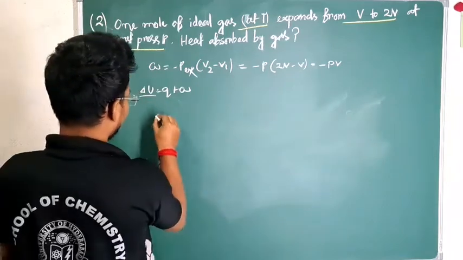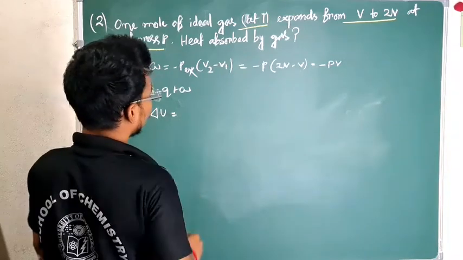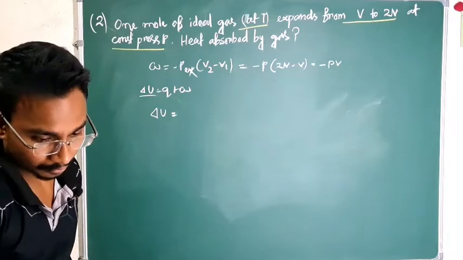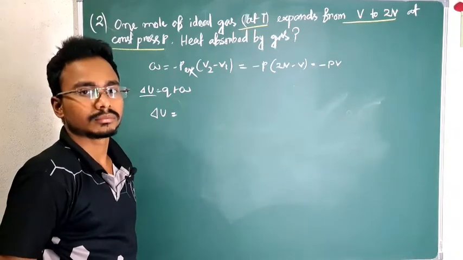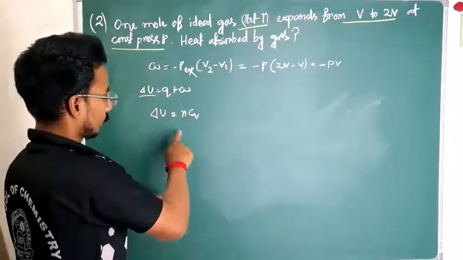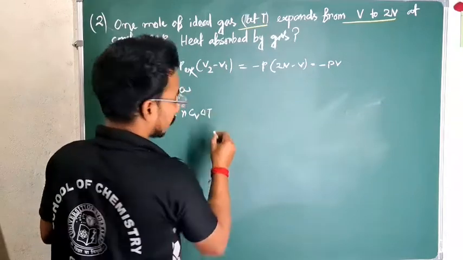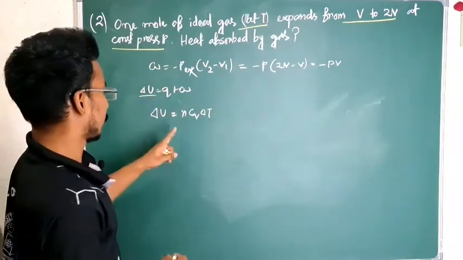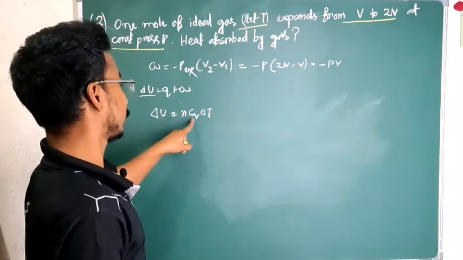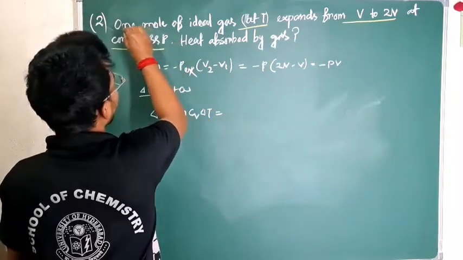So we have to calculate del Q as well. So del Q equal to what? Tell me. NCV. If there is H, then it is P dt. So if there will be delta H, enthalpy change, that is NCP will come. This is an NCV. So 1 mole, so N equal to 1.